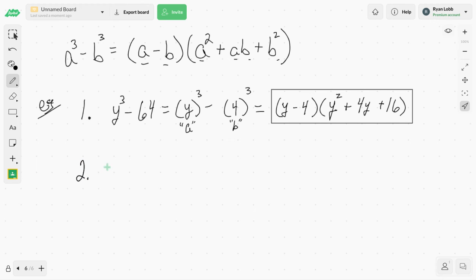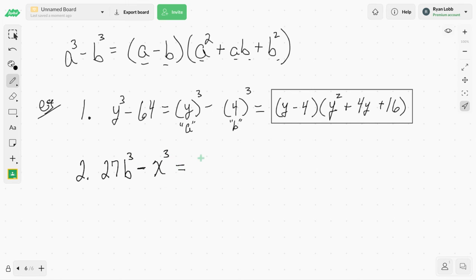Okay, and then over here, let's go with this one. This one's going to be a little different. We're going to have 27b cubed minus x cubed. So it's 27b cubed minus x cubed. Now notice here we have what? We have a difference. I see cubes, right? So I'm thinking maybe it's a difference of cubes.